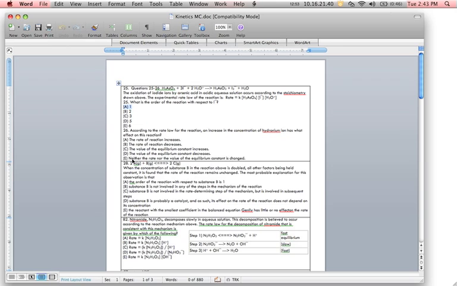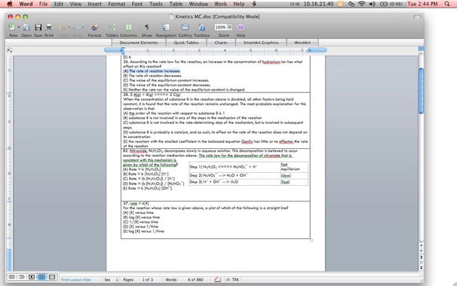And then they wanted to know what is going to be the effect if you increase the concentration of the hydronium ion. What's the effect? Well, you'll notice that the hydronium ion is in fact in the rate law. So if you increase the concentration of the hydronium, you're going to increase the rate. So that would also be A right there.